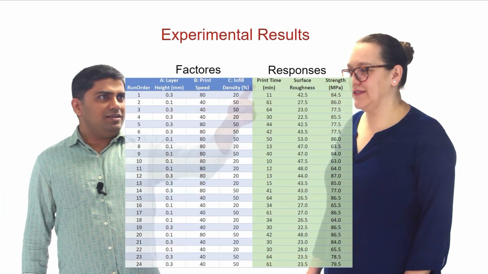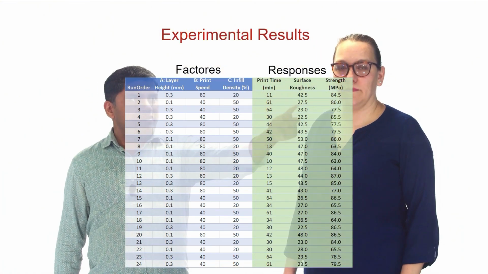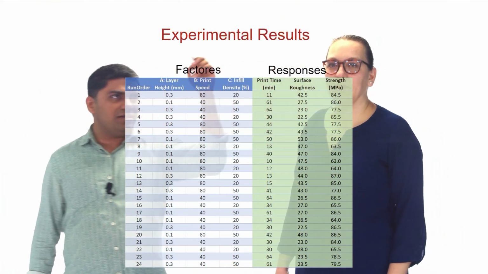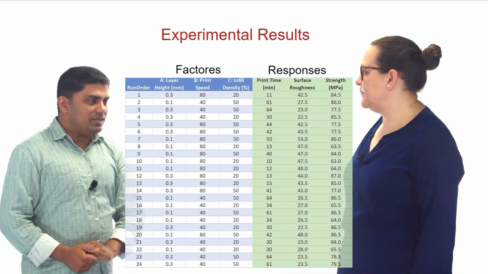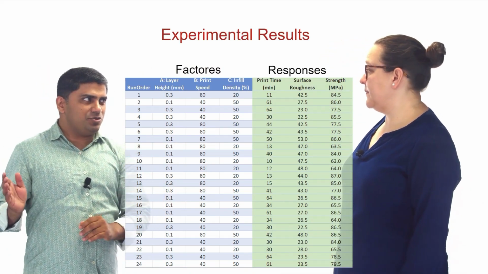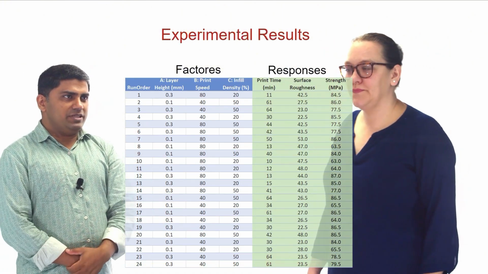Excellent. That's very important. These are my response variables: print time, surface roughness, and strength in megapascal. So I have this data. Now I don't know how to find my optimal settings. You remember my friend who wants to know the optimal settings of this experiment. So how can I proceed from this data?